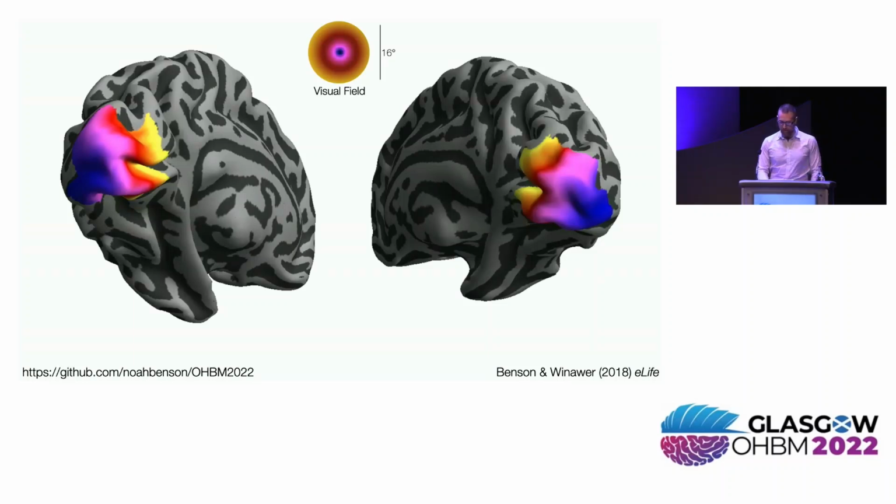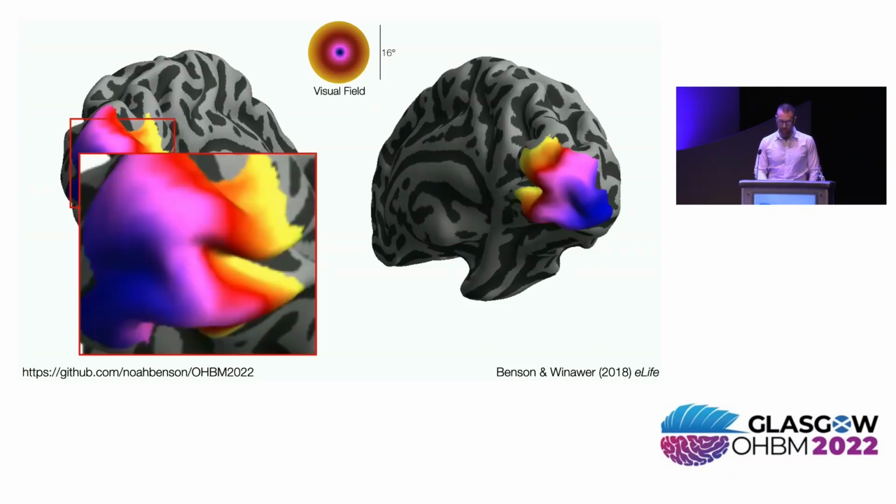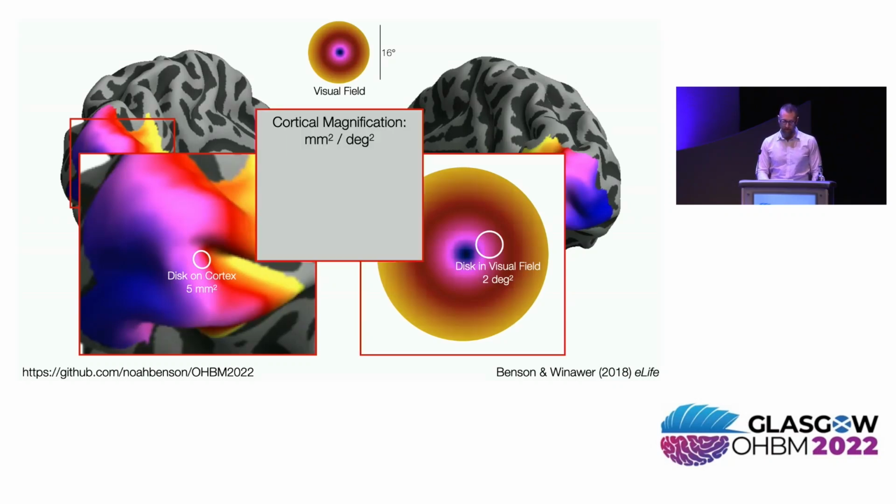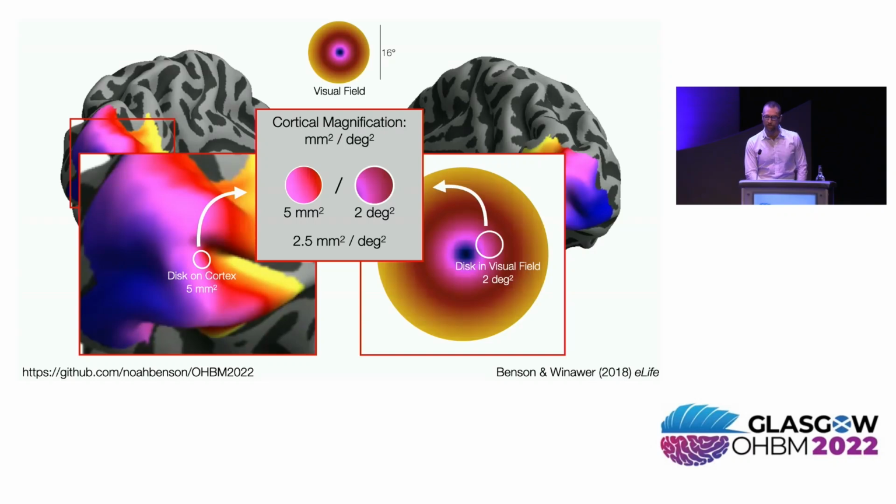And now if we want to calculate the cortical magnification, all we need to do is zoom in on a particular subject's cortex. We have a model of how the visual field is mapped onto the cortex. We can draw a little disc on the cortical surface. Here's one that's about 5 square millimeters in size. We can map that disc right into the visual field using our model, and it'll have a size there. Here this one is about 2 square degrees. And then the cortical magnification can be calculated just by doing some division. And we can do that across the whole visual field or across the whole cortical surface.